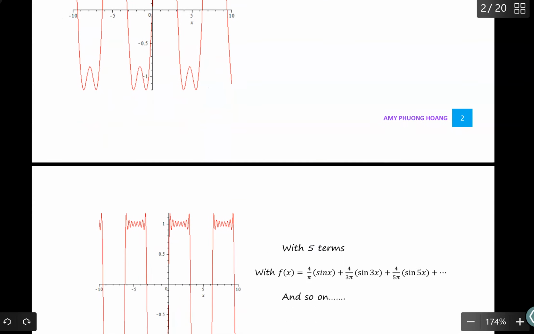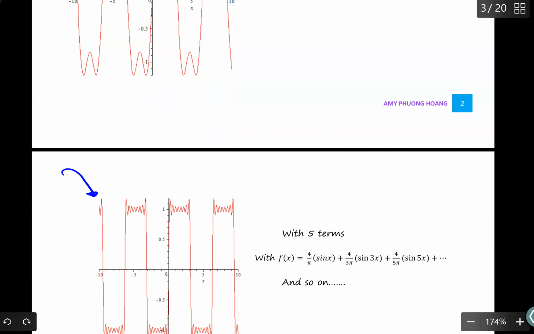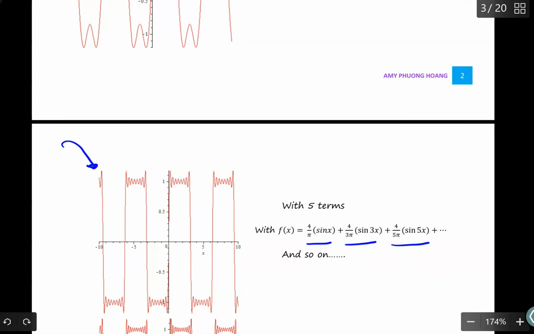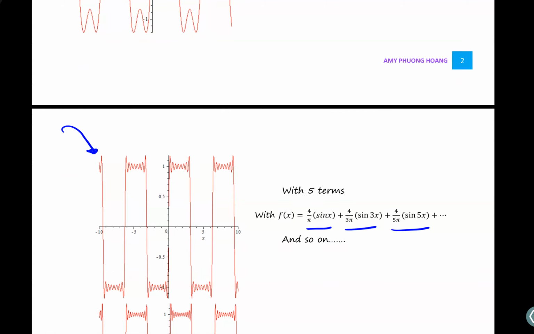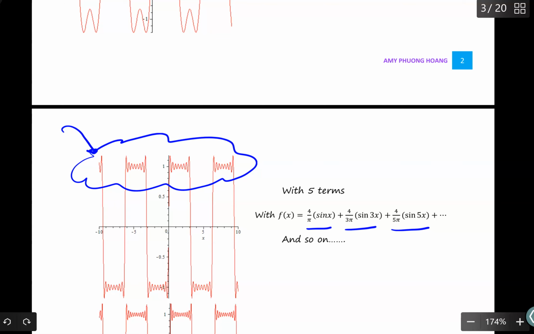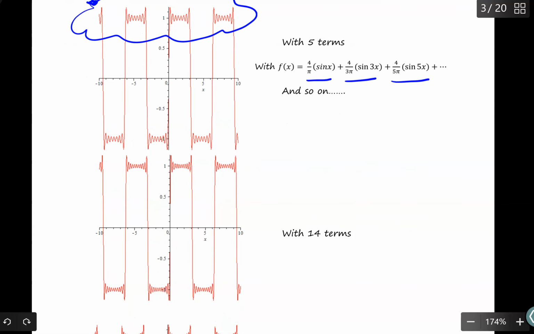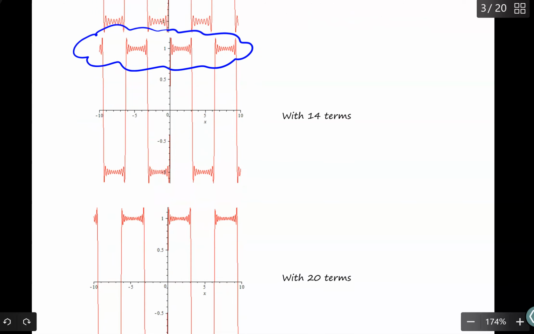And then I start adding on more terms to this. In this case I will have 5 terms: the first term, the third harmonic, the fifth harmonic, the seventh harmonic, and the ninth harmonic. Then I have 5 terms, and the shape of my graph turns into a shape like this. The next one, I have 14 terms. You see that the ripples shrink smaller and smaller. Here I have 20 terms.